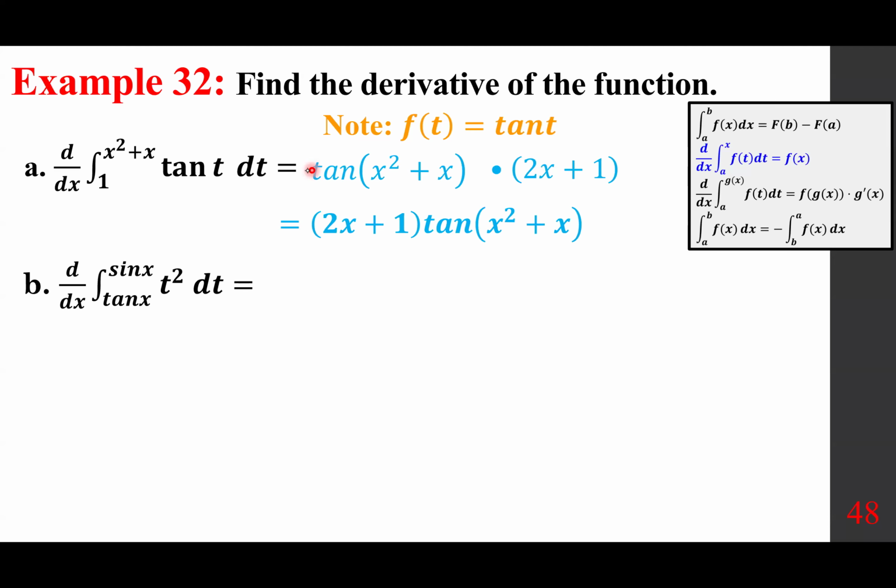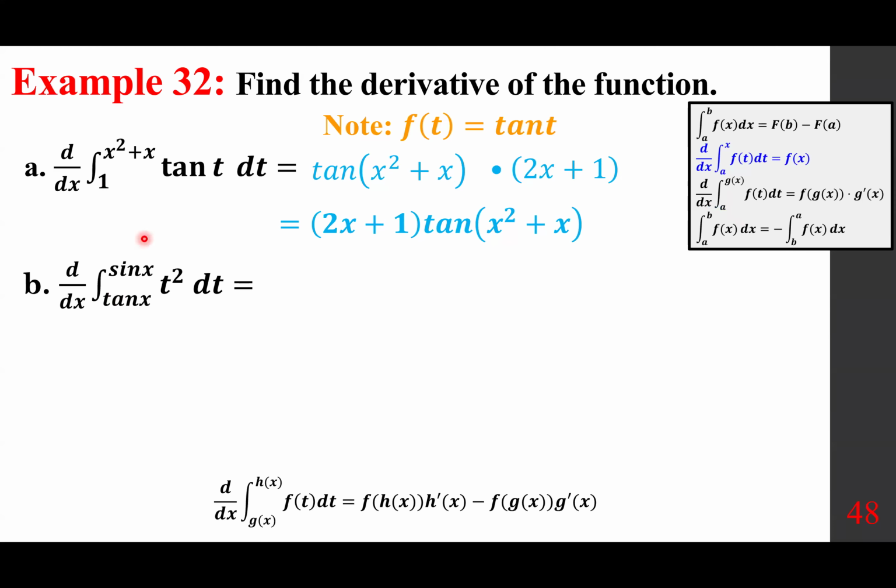Now, going back here, the lower limit is a number, by the way. Any number, it doesn't have to be 1. In fact, you see it says a here. That means any number, because ultimately when you put in a number, you get a number, and the derivative is 0. So you're fine. But what happens when the lower and the upper limit are both functions?